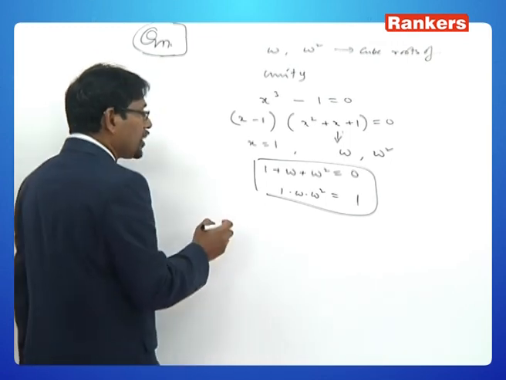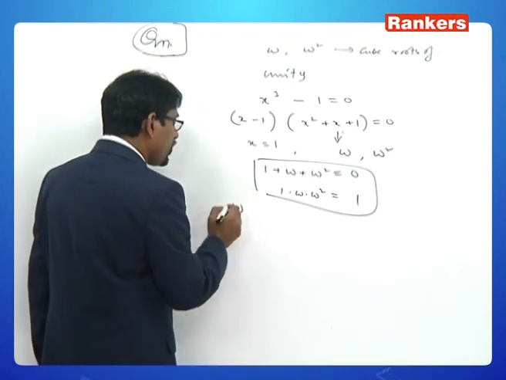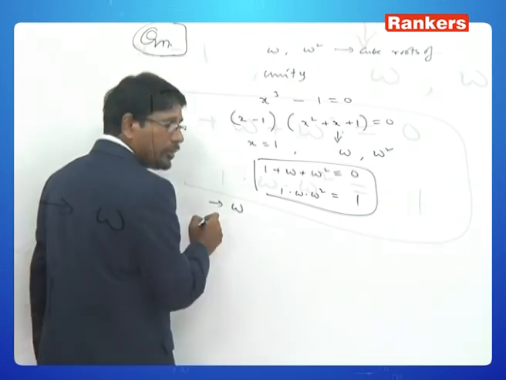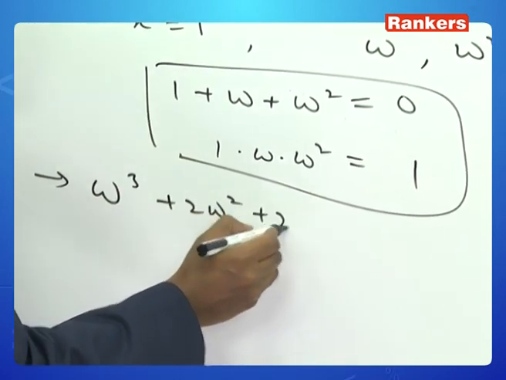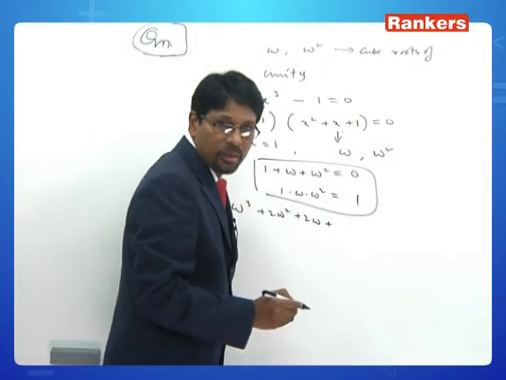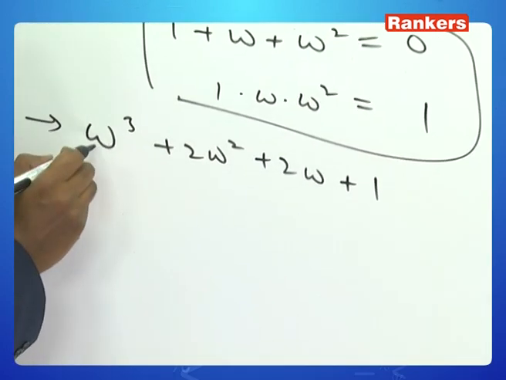So let's check for omega. Let me plug in the value omega here. Omega cube plus 2 omega square plus 2 omega plus 1. Here omega cube is 1.